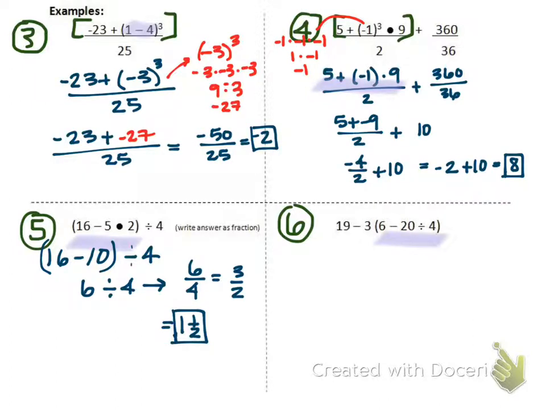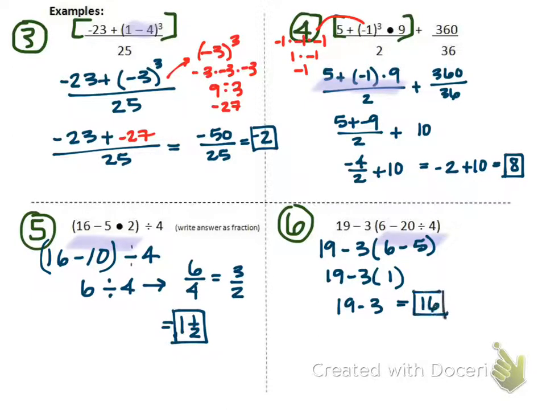So taking a look at this, I'm going to have 19 minus 3 times the quantity of 6 minus 5, because 20 divided by 4 is 5. From here I need to simplify the parentheses, and I will get 19 minus 3 times 1. And 19 minus 3 times 1 is the same thing as 19 minus 3. And 19 minus 3 gives me a positive 16.